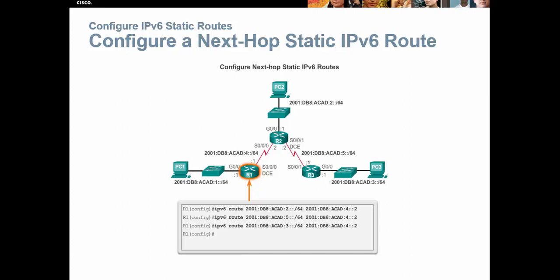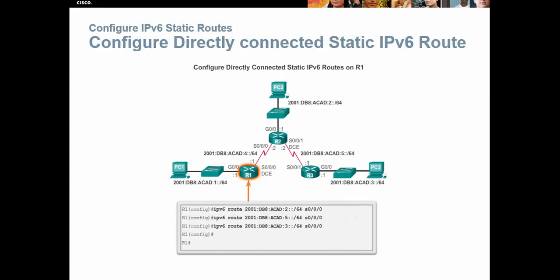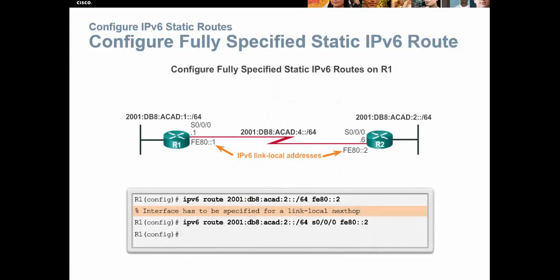Here is an example of how to configure the next hop static IPv6 routes. Here we are configuring the directly connected static IPv6 route, and then configuring the fully specified IPv6 static route on router 1. We've told it IPv6 route, the IPv6 address, and which interface, and the interface IPv6 address as well.